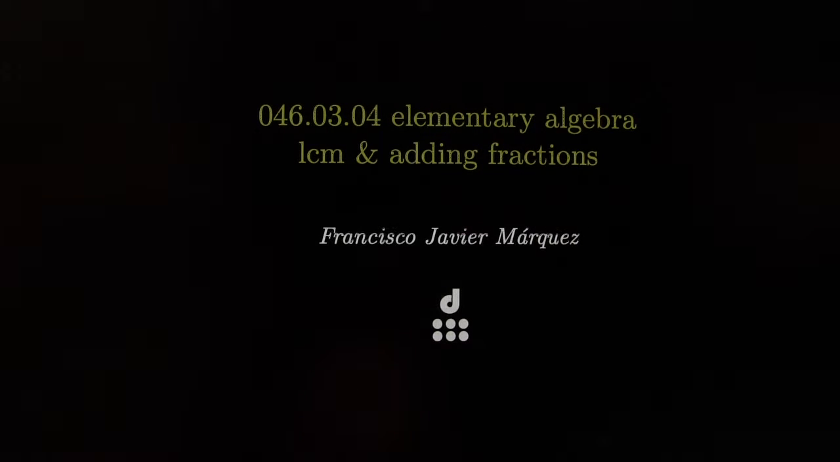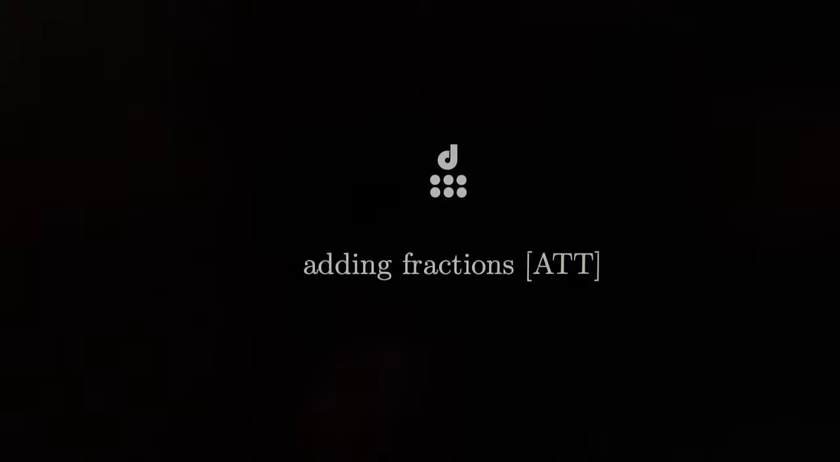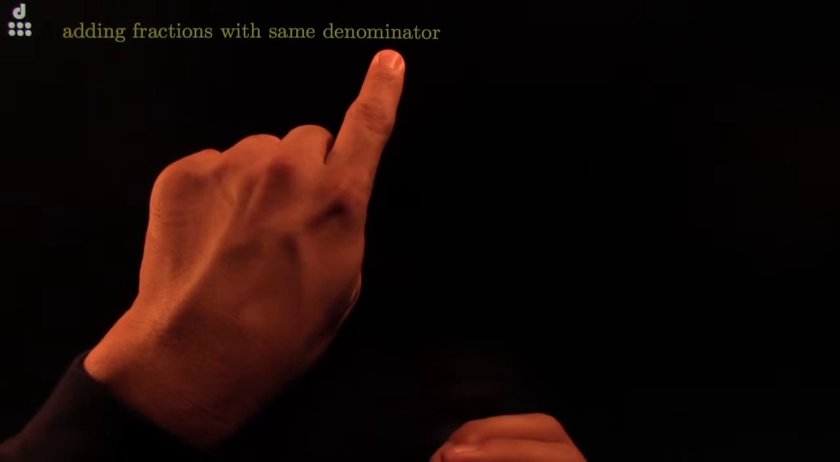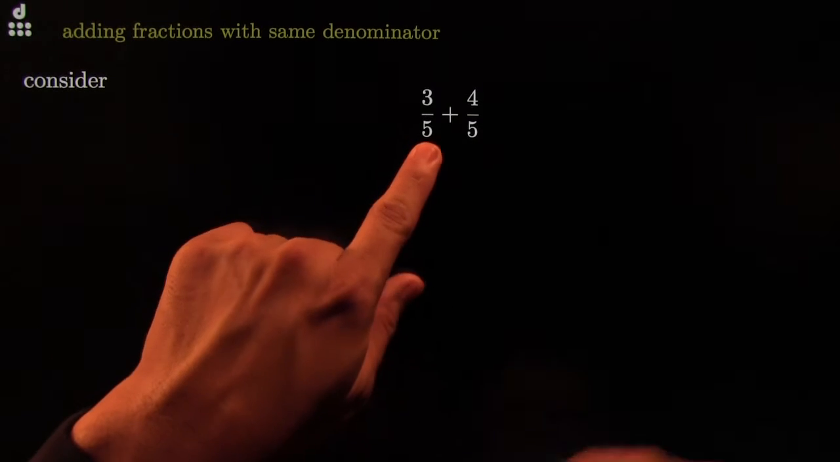So first, let's start adding some fractions. Let's break them up into two cases. The case where they have the same denominator, and then we'll do the case where they have different denominators later. So let's start off with an easy case. Suppose they have the same denominator. That would mean something like this.